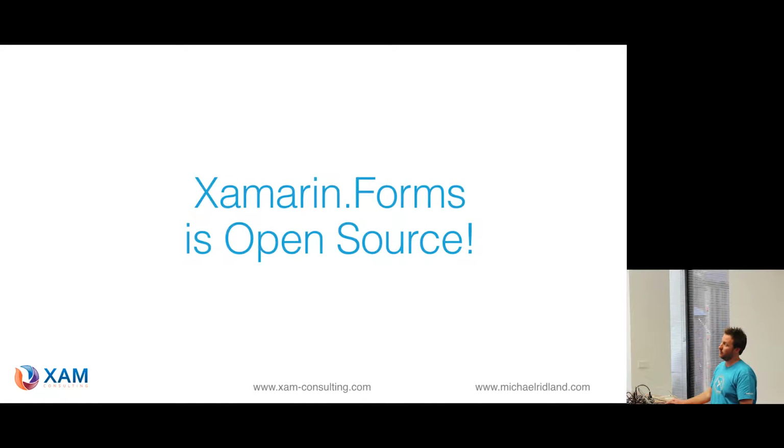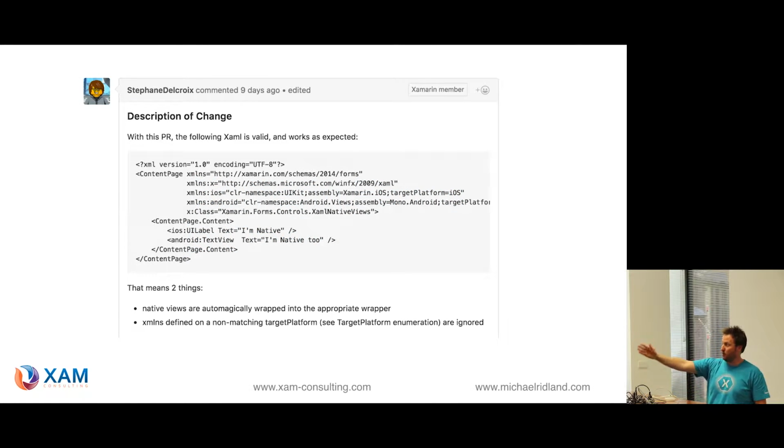So what else is new? Xamarin Forms is open source, so you can actually go and do a pull request if you like. Not a lot of people have. There's been a few, but not an amazing amount. But this is a cool one. So you can see here, this is a pull request where you can actually embed a native bit of code in the XAML. So this UI label is for iOS. A text view is an Android text view. As long as you do the naming right, then you can actually do native embedding, but in a XAML format.